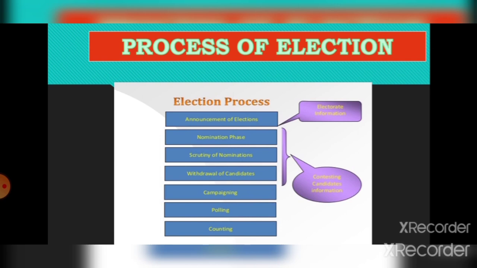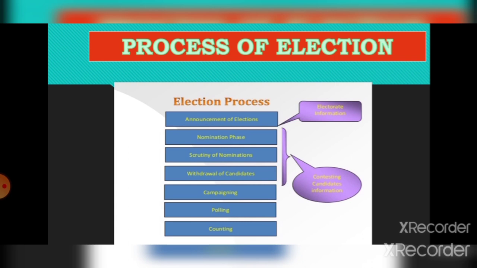Let's see how the election process works. First, the dates of election have been announced. Then the nomination phase, the representatives have been selected. Scrutiny of the nomination: the representatives who have filled the forms, their details have been scrutinized, whether they have given true information or false information.